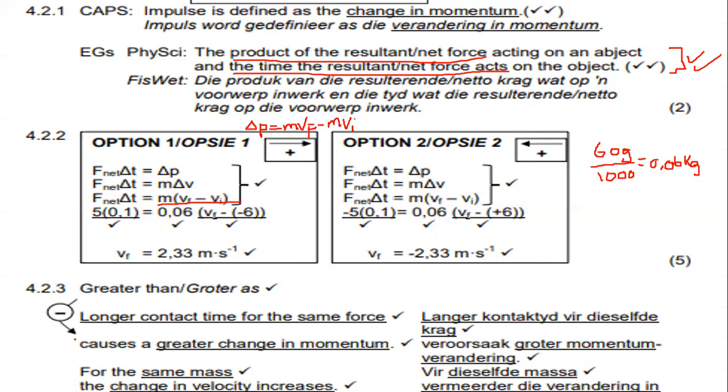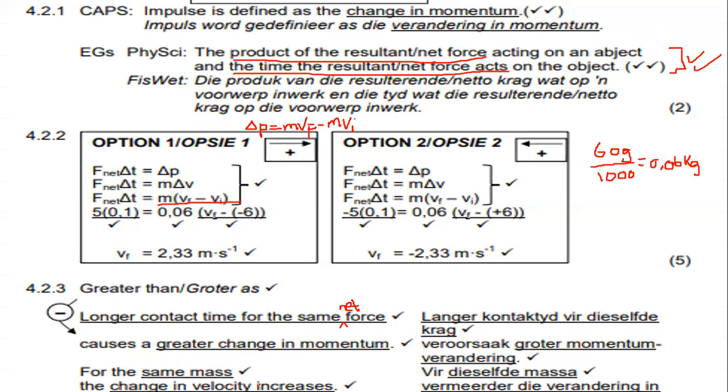So how do we do this? We say it's a longer contact time for the same force. So the contact time has been increased and the net force has been kept the same. So even if you said there actually for the same net force, then you get a mark. And when you increase the contact time and the net force is kept the same, then you are going to have a greater change in momentum, meaning the change in momentum will increase, and hence you get another mark. And remember now, the mass is still kept constant. That is why we say for the same mass, then the change in velocity increases altogether, right?